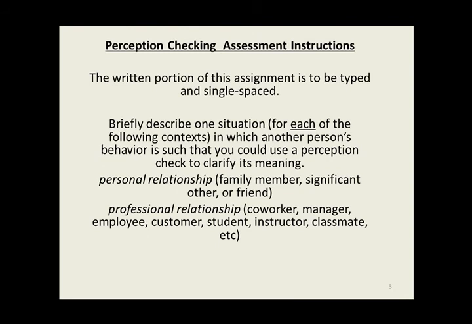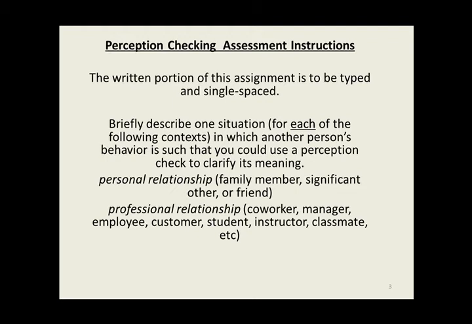For the perception checking assessment, make sure the written portion is typed and single spaced. If you want to double space it, that's okay, but do make sure it's typed or I won't accept it. You're going to describe the situation for two different relationships. The first one will be a personal relationship, which is a relationship between you and another family member or a significant other, or between you and a friend.